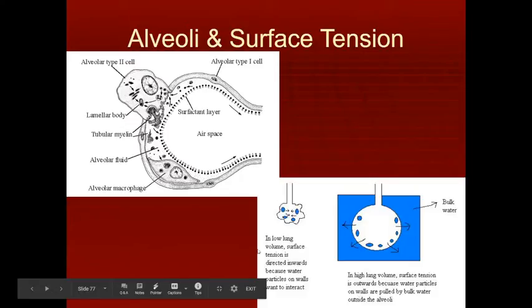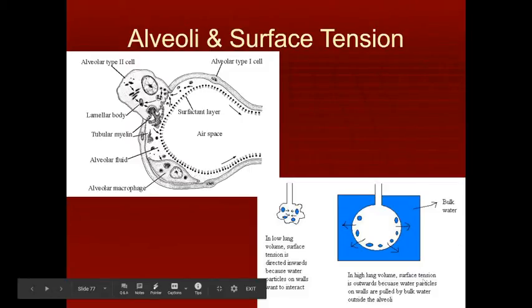Alveolar surface tension, okay? In low lung volume, surface tension is directed inward because water particles on the walls want to interact, right? When it's inflated, they're kind of far away from each other, okay? But when we exhale and that air leaves, that brings the walls closer together, and the tendency is that water will be attracted and kind of go close to each other, and that's where you would see the saran wrap wanting to stick to each other, okay?